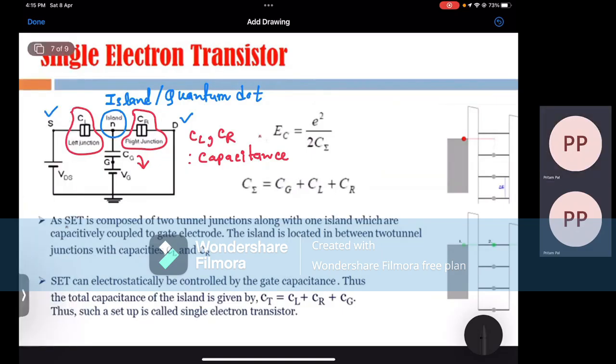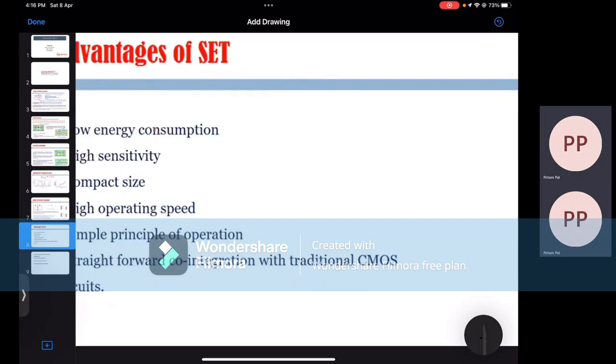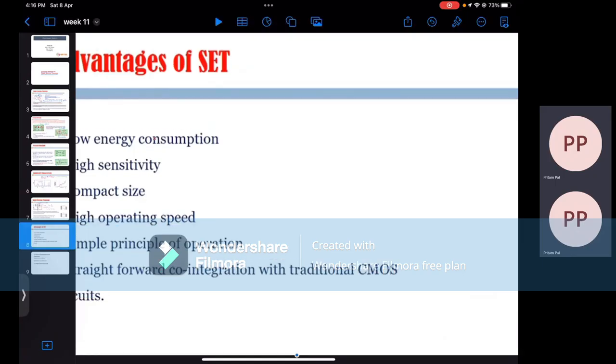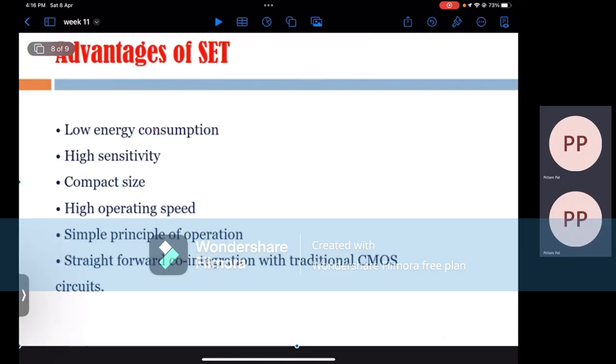In conclusion, we can say this. I'll move to the next slide. And these are the advantages of the single electron transistor: low energy consumption, high sensitivity, compact size, as I already mentioned. Its operating speed is also higher, it has a simple principle of operation, and straightforward co-integration with traditional CMOS circuits, right? So these are the things.